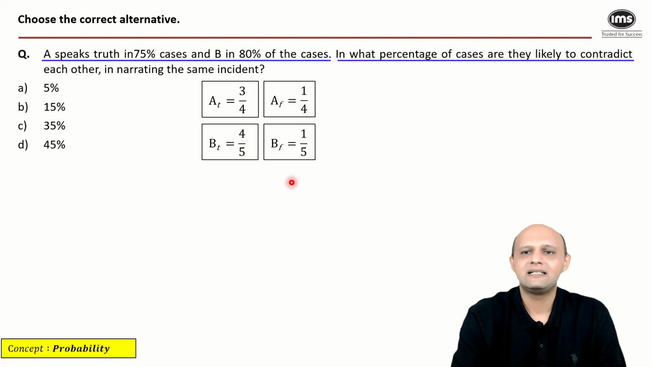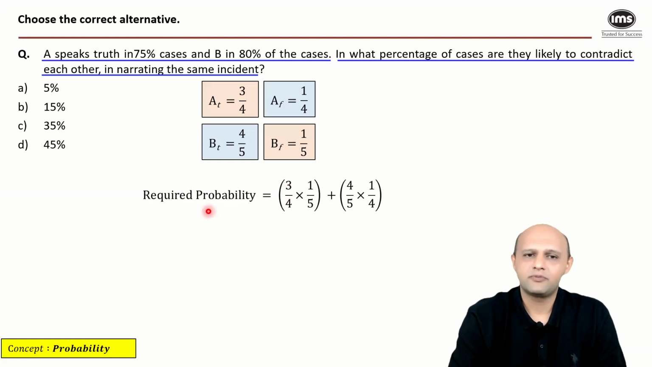Now, in what percentage of cases are they likely to contradict each other in narrating the same incident? What does that mean? It means this, right? When A is lying, B is speaking truth. And when A is speaking truth, B is actually lying. That's when they are contradicting. So what is the required probability? When A speaks truth, B does not. And when B speaks truth, A does not. That is what essentially contradiction means.